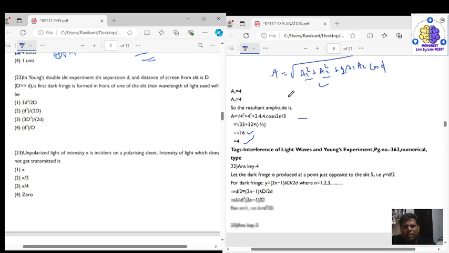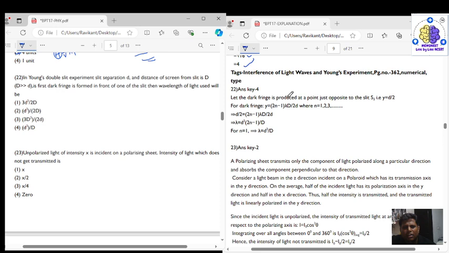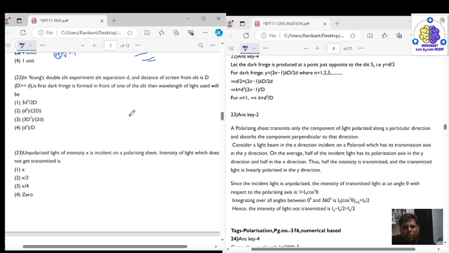Question number 22 says that in Young's double slit experiment, the slit separation is d and the distance of the screen from the slits is capital D. First dark fringe is formed in front of one of the slits. Then the wavelength of the light used will be.